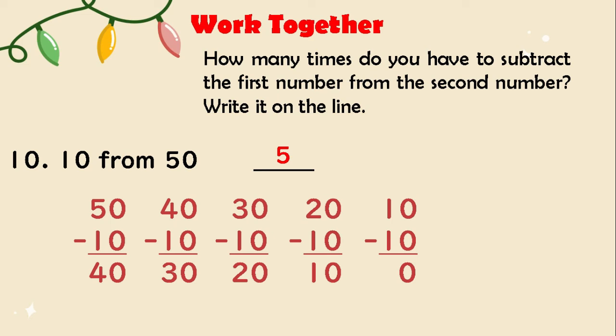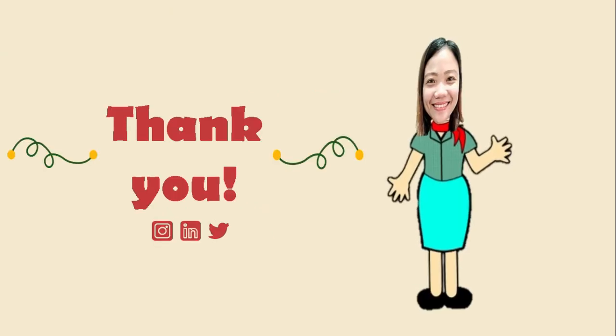Nakuha ba? Very good. So always remember, one whole group can be split into smaller groups that have the same number. To form smaller groups, we need to subtract the same number again and again until you arrive at 0. And then let's count the number of times we have subtracted.